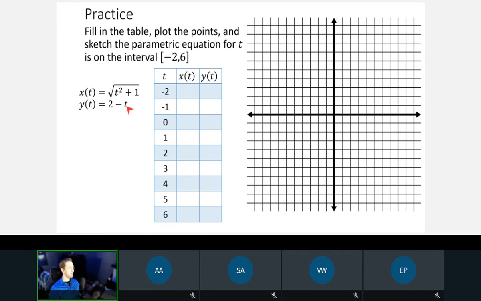-2 minus -2. Well, that's 2 plus 2, so that should be 4 here. And then you're going to have 2 minus -1, so 2 plus 1 is 3. It looks like it just goes 4, 3, 2, 1, 0, -1, -2, and so forth. To me, that's what the pattern looks like. Would you all agree?